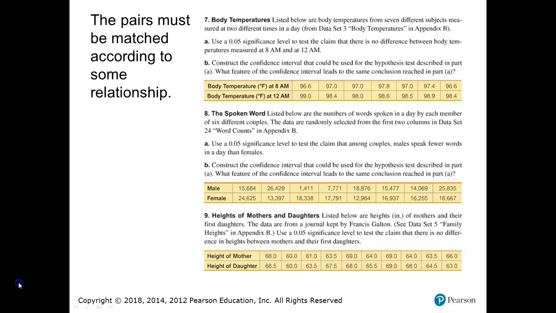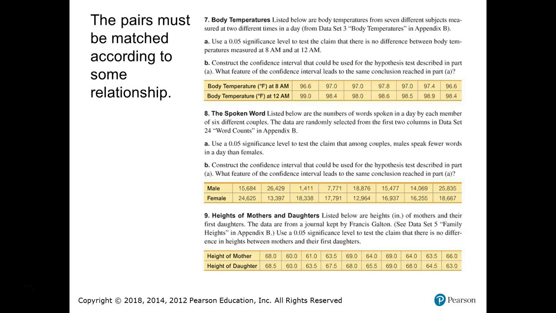Just some conceptual examples: say you're looking at body temperatures of people, and then you measure them two different times during the day. So the two samples will be body temperatures at 8 a.m. and body temperatures at 12 a.m. Each of these data values are paired, because it's the same person, they're not independent. They're related. It's the same individual.